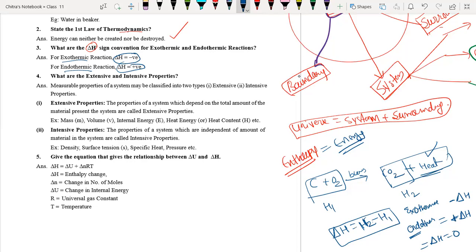Yes, sir. Next, again very important: intensive and extensive properties of a system. Just remember intensive, here we have IN, so it is independent. Those measurable properties of a system whose magnitude does not depend on the amount of matter present in the system. Suppose here we have a system. I have taken 1 liter of water, and if I boil that water, at what temperature is 1 liter of water going to boil?